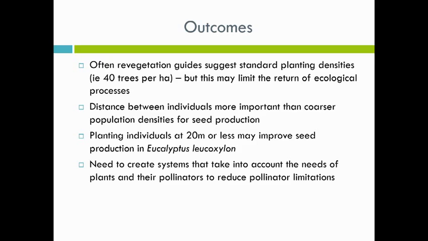So what does this mean for revegetation? At the moment, revegetation guides often suggest a standard planting density. Some say, okay, for this species it should just be planted at 40 trees per hectare. But we might need to move away from this and consider more of the finer scale arrangement factors, such as distances between individuals. So for the blue gum, planting individuals 20 metres or less apart may improve seed production.